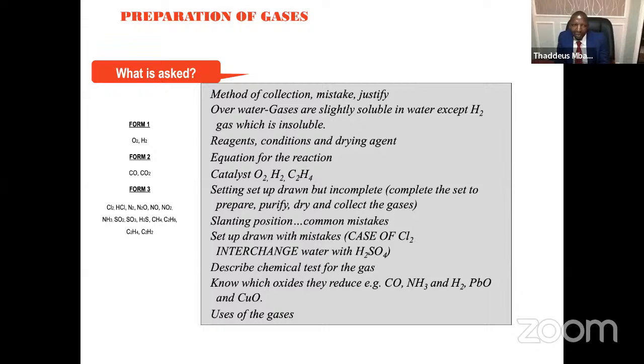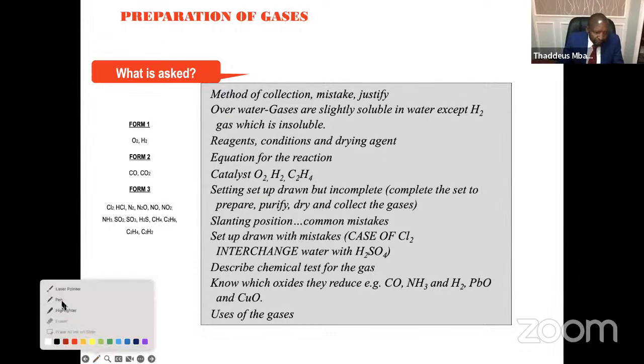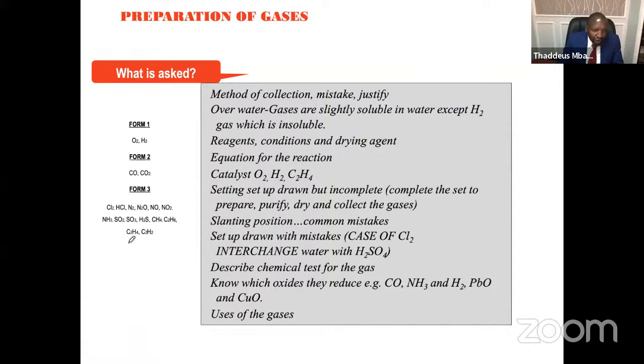In Form 1, we only have oxygen and hydrogen. Form 2, carbon(II) oxide and carbon(IV) oxide. Form 3, we have chlorine, HCl, nitrogen, nitrogen monoxide, nitrogen(II) oxide, nitrogen(IV) oxide, ammonia, sulfur(IV) oxide, sulfur(VI) oxide, hydrogen sulfide, and then we have these gases here. Sorry, I want to use a different color. We have these gases here, the likes of the ones for organic.